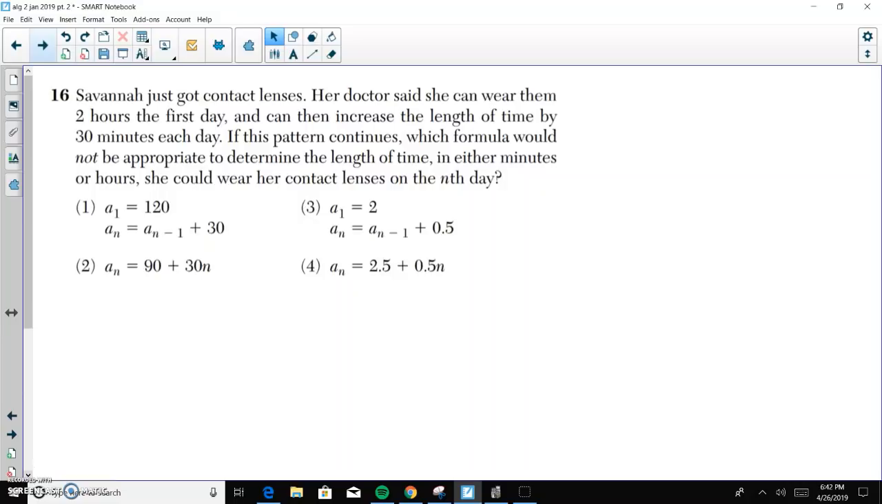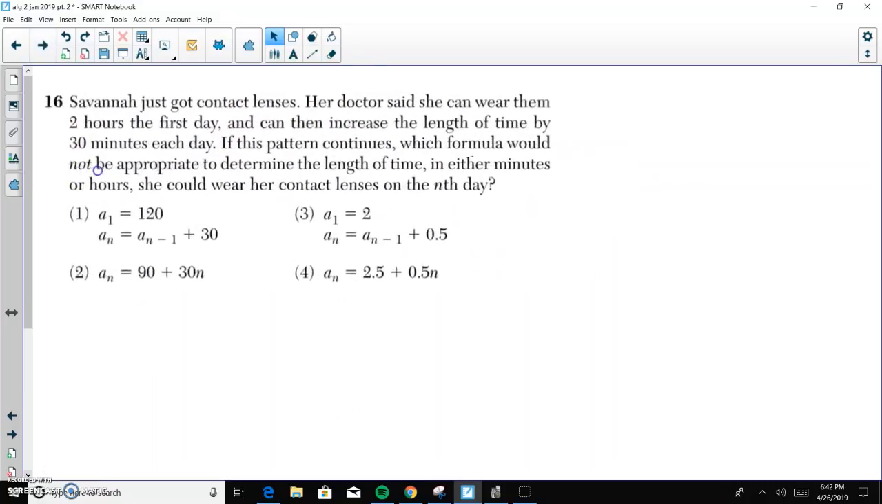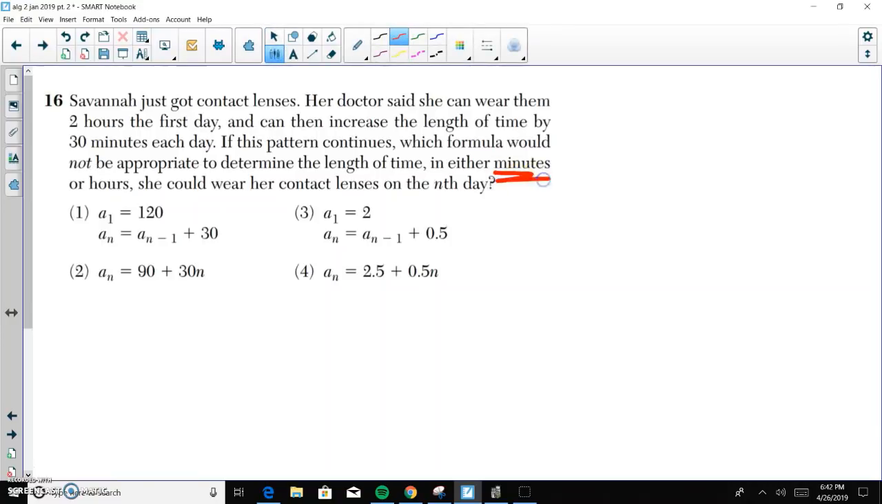Number 16, Savannah just got contact lenses. Her doctor said she can wear them 2 hours the first day, and she can increase the length of time by 30 minutes each day. If this pattern continues, which formula would not be appropriate to determine the length of time in either minutes or hours she could wear her contact lenses on the nth day?